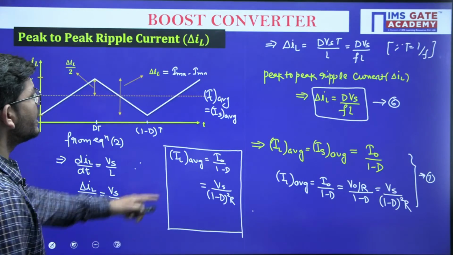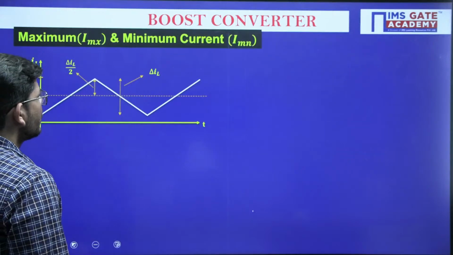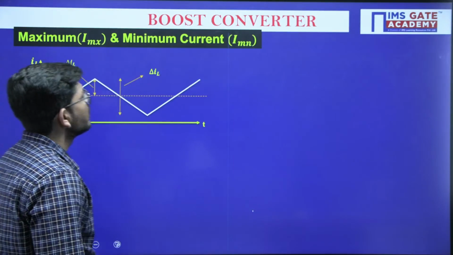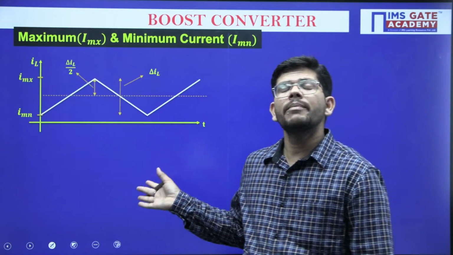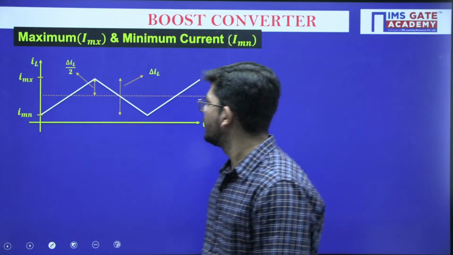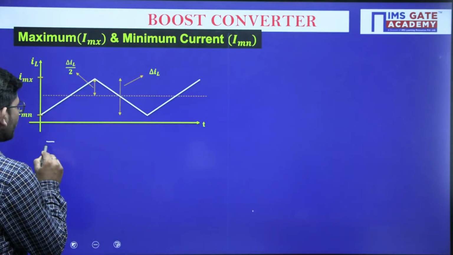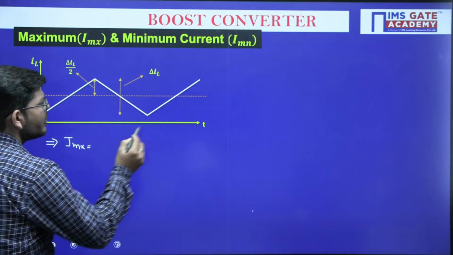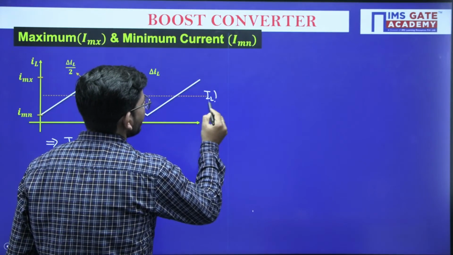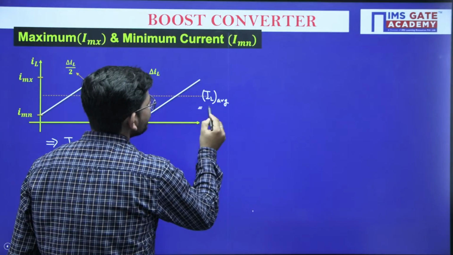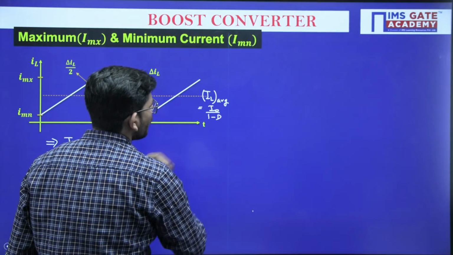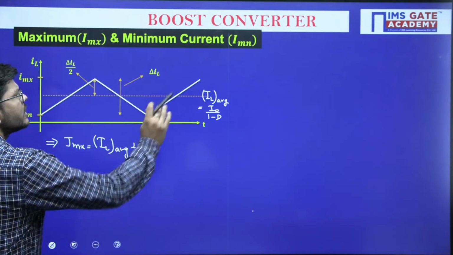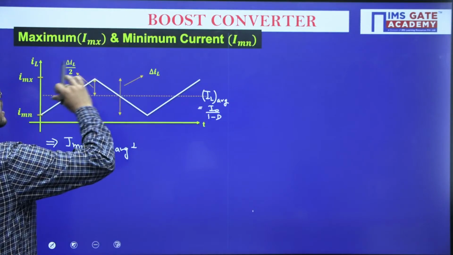So we have obtained what will be the average inductor current, and we have also applied the power balance through which we have obtained this. Now let us calculate the maximum and the minimum value of inductor current. From the circuit, the maximum value of inductor current will be equal to what? I can call this current the average inductor current, which we have found is I naught upon 1 minus d. So I can write IL average plus, if I am adding this content, I will be getting I max.